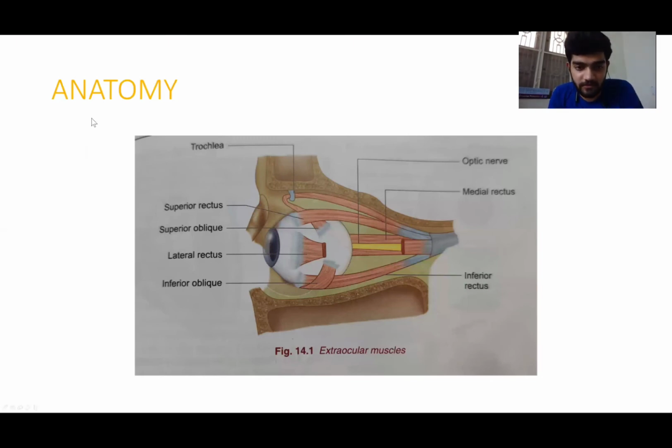Here is the superior oblique muscle. It comes and anteromedially turns through a pulley. That pulley is known as the trochlea, and it attaches posterior to the equator, in the posterior quadrant. Here is the equator, and it attaches superiorly.